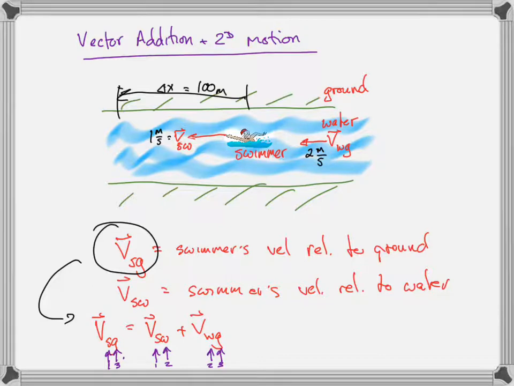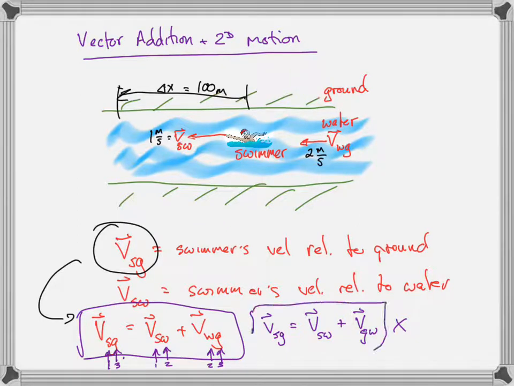Now you've got to be careful. That does not mean the velocity of 1 to 3 equals the velocity of 1 to 2 plus the velocity of 3 to 2, ground to water. This is not correct. The first one, let me correct that. So this one is correct. This one is not correct, because in this case the velocity of the ground relative to the water is opposite the velocity of the water relative to the ground. So there's a minus sign there.